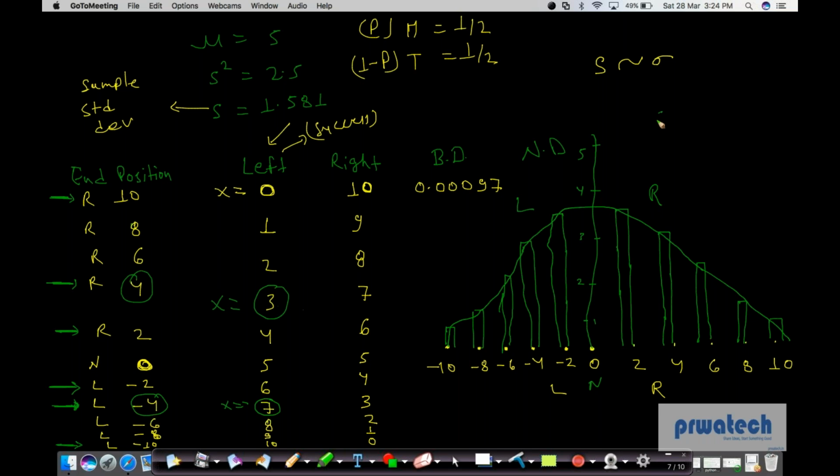They are symmetric values. And what do you understand by symmetric value? Whatever value is there, the same value you have here also. Whatever value is there for minus 4, the same value you have here for 4. Whatever value you have for minus 6, exactly the same value you have for 6. Minus 8, 8, minus 10, 10.